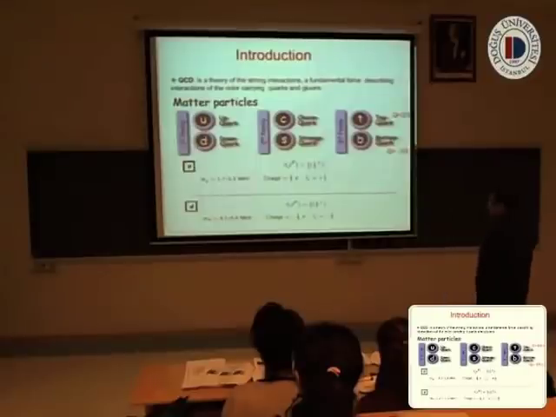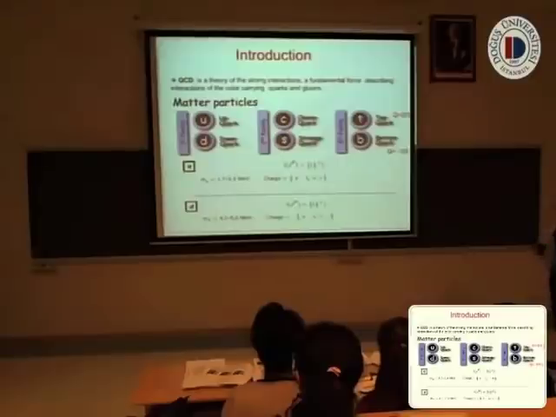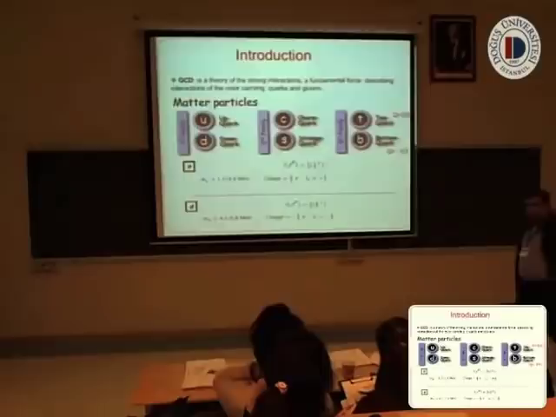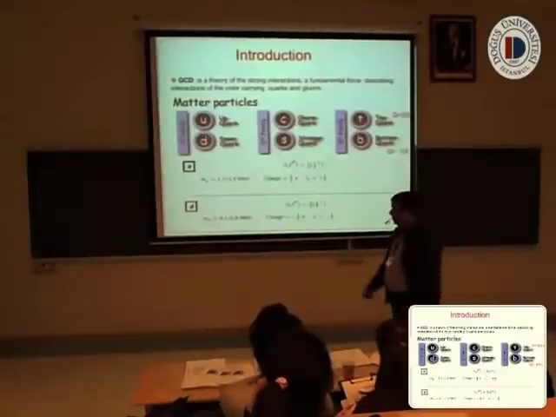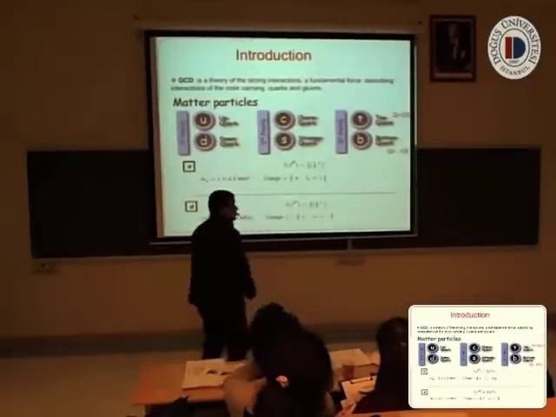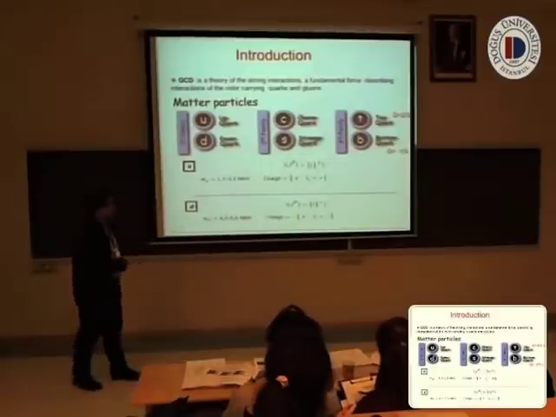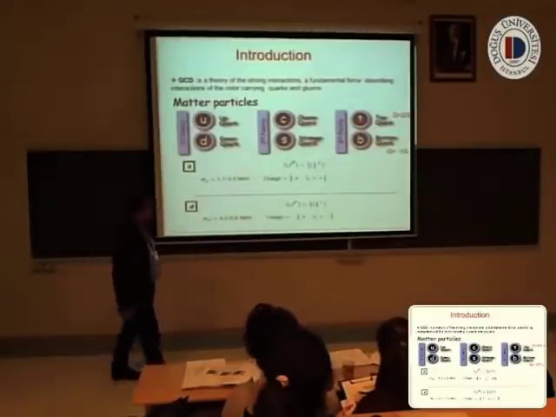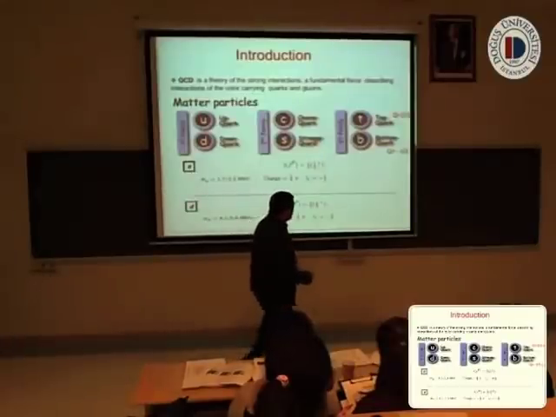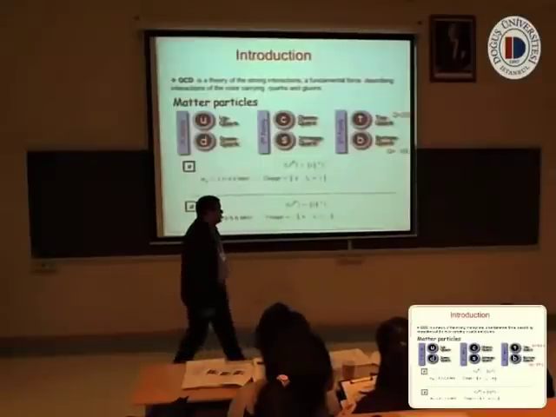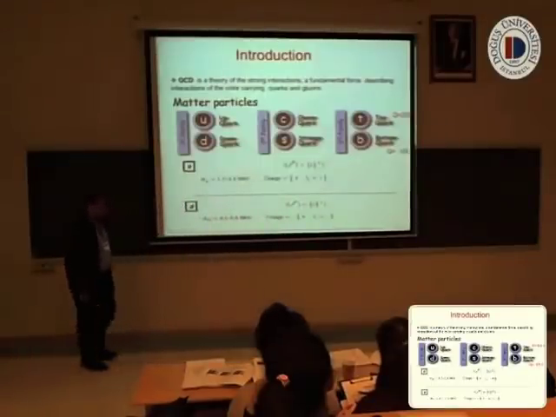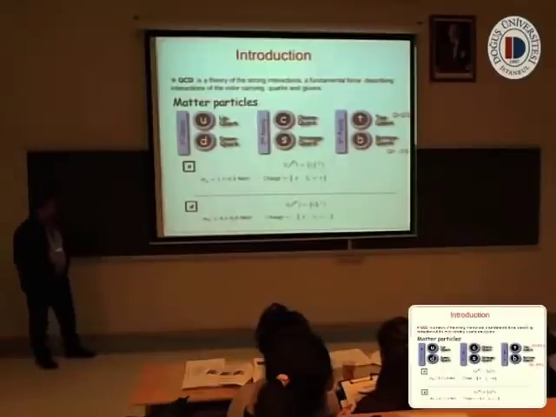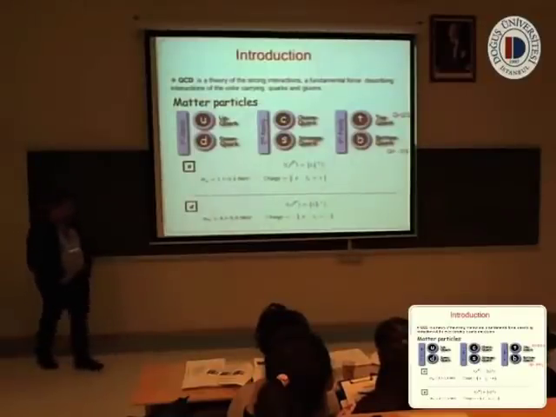In the first row, the quarks have electric charge Q equal to 2/3 times e, where e is the fundamental charge, or the electric charge of the positron. And in the lower row, quarks have charge minus 1/3 times e. So let's look at the quarks in some detail.